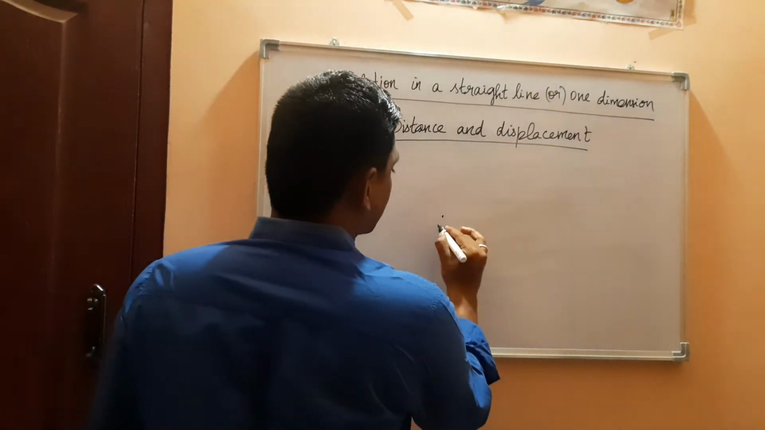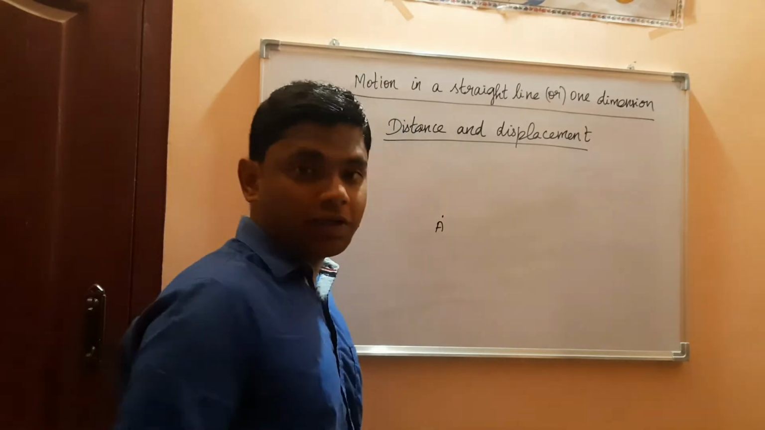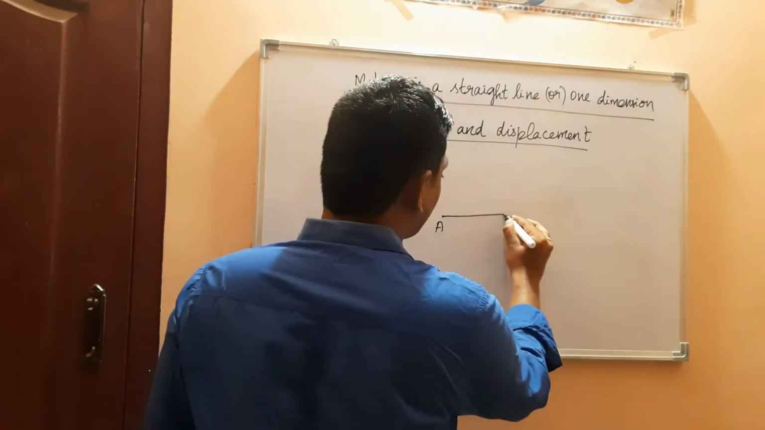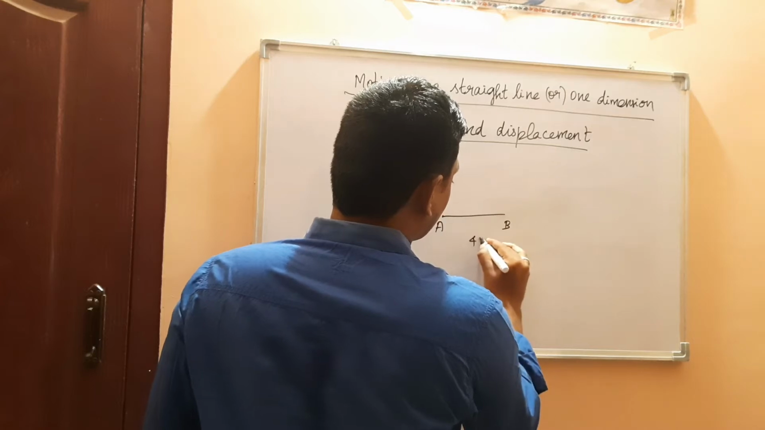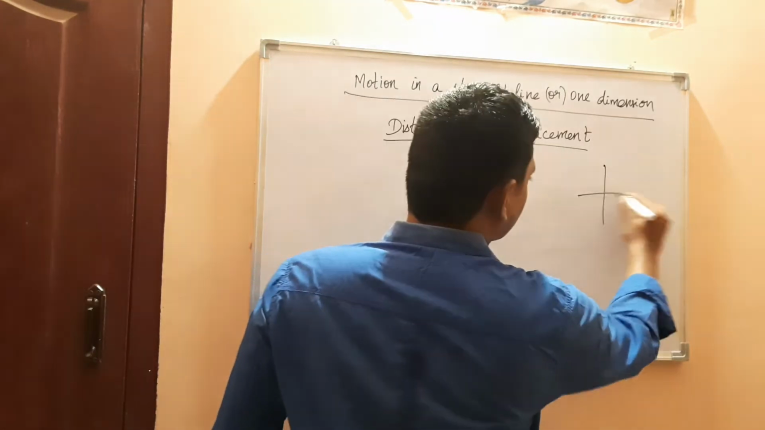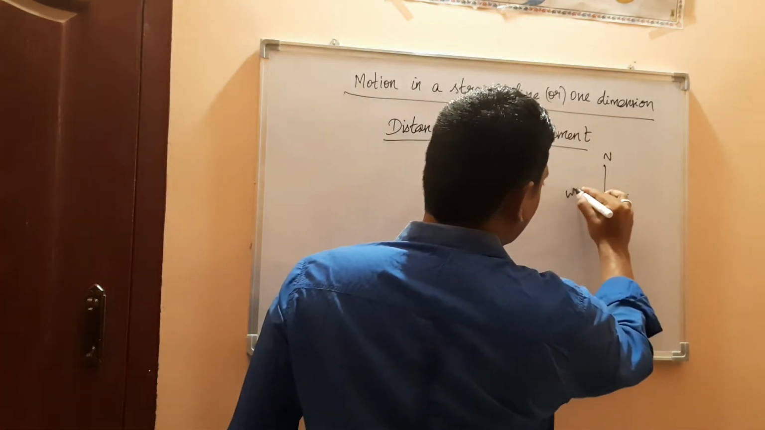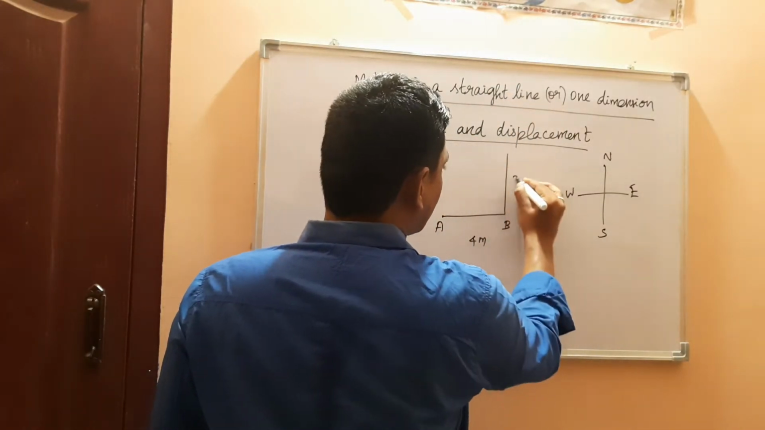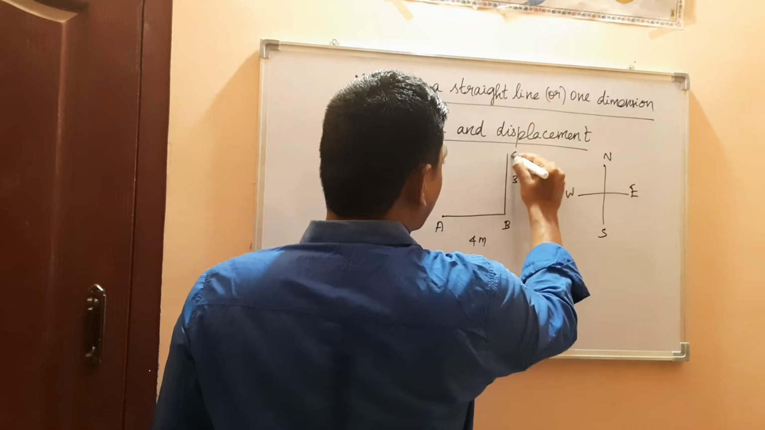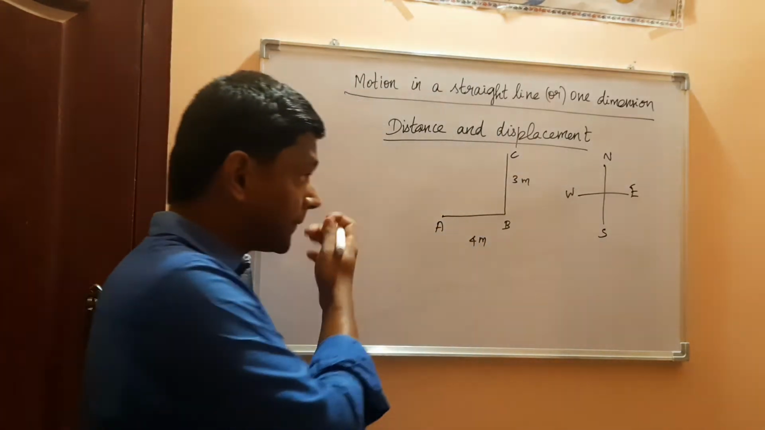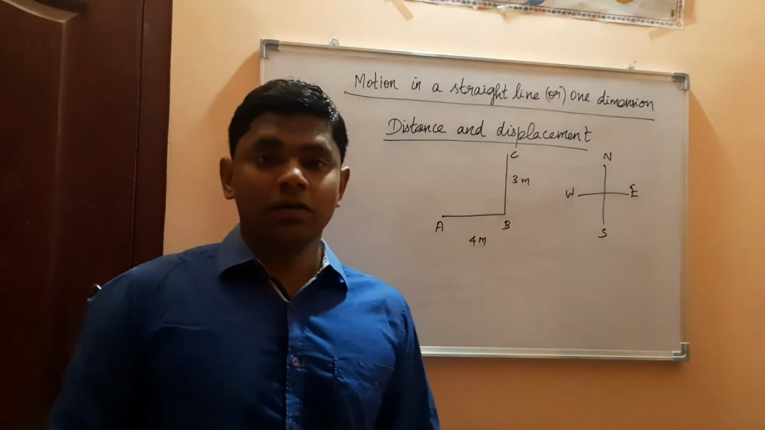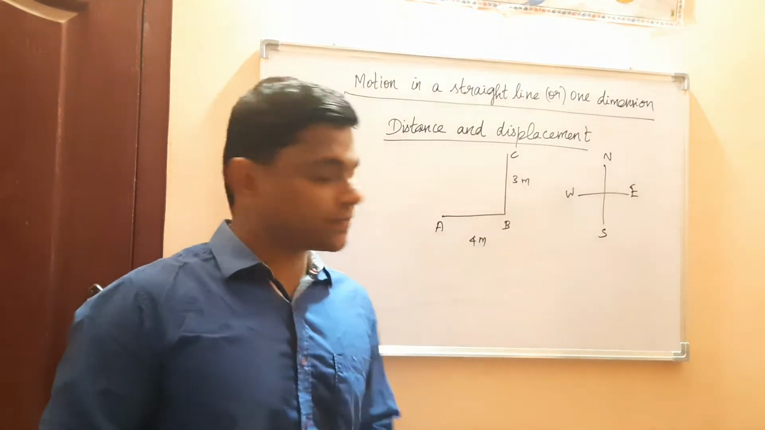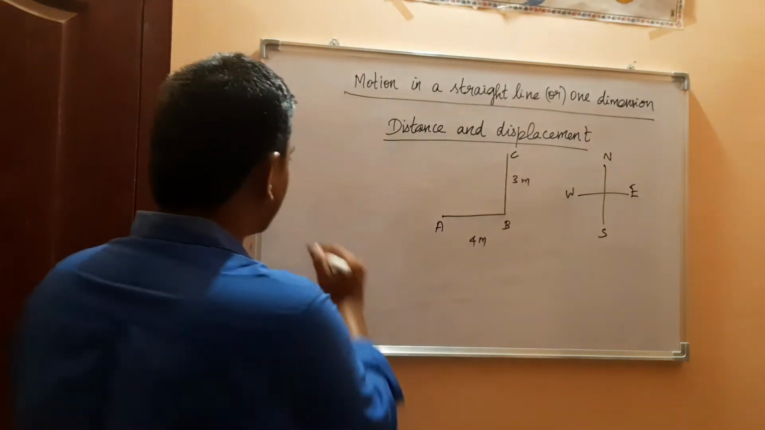Let us say an object starts from this point A. It travels 4 meter in the east direction. From B, it travels 3 meter. Finally, it reaches C. What is the distance traveled by this body? It is totally 4 plus 3, 7 meter.